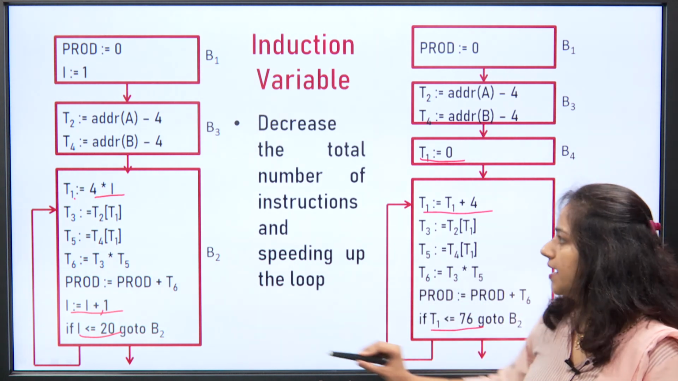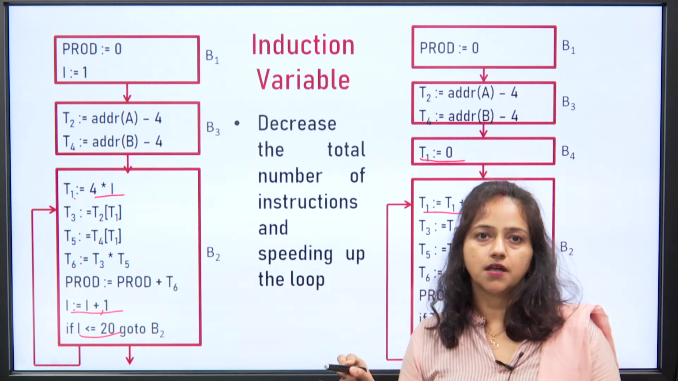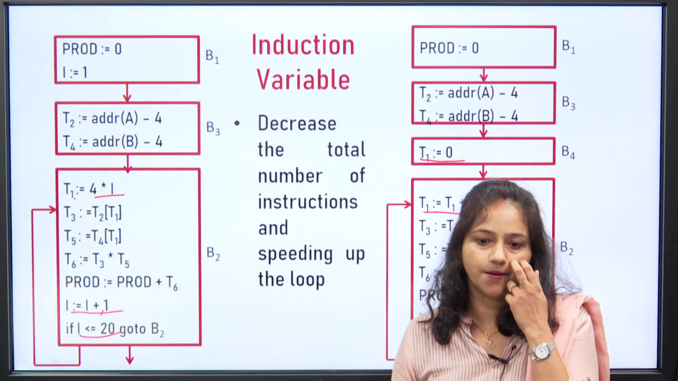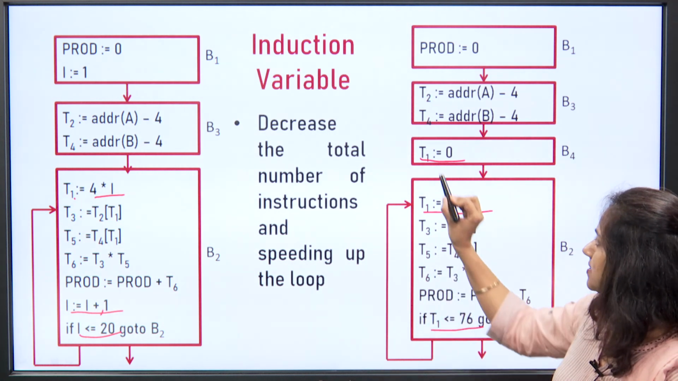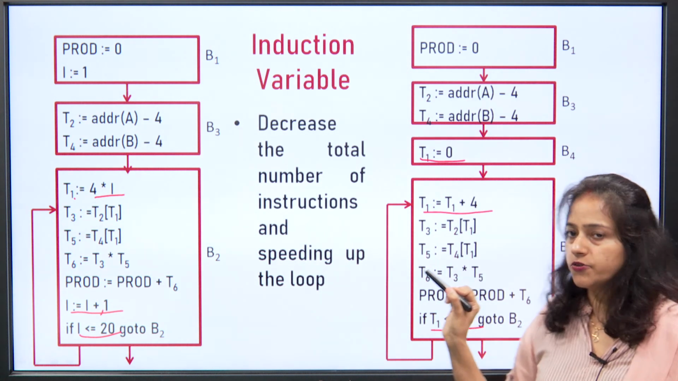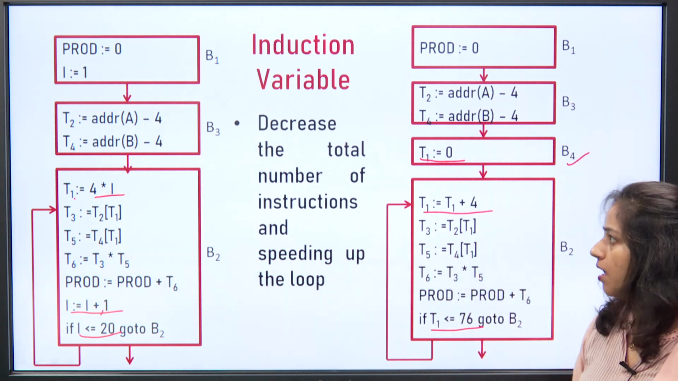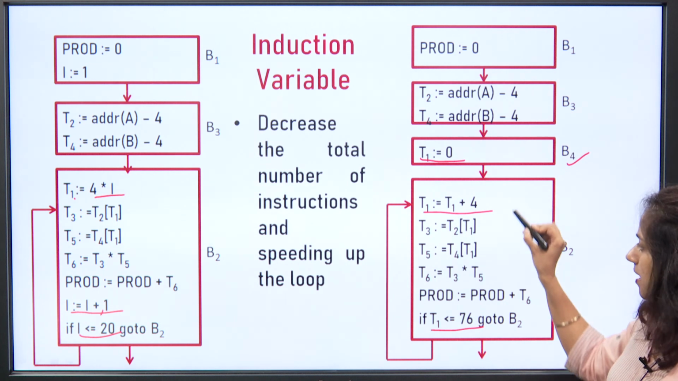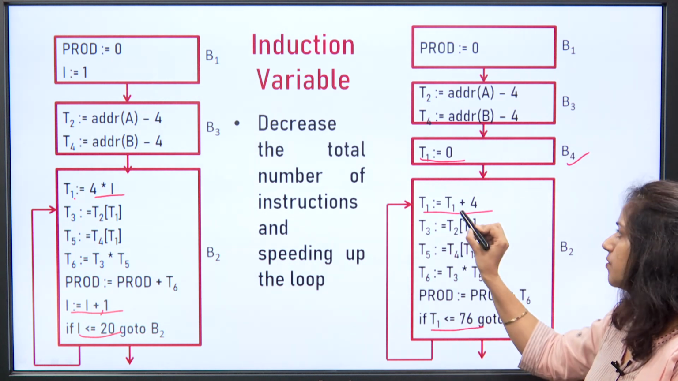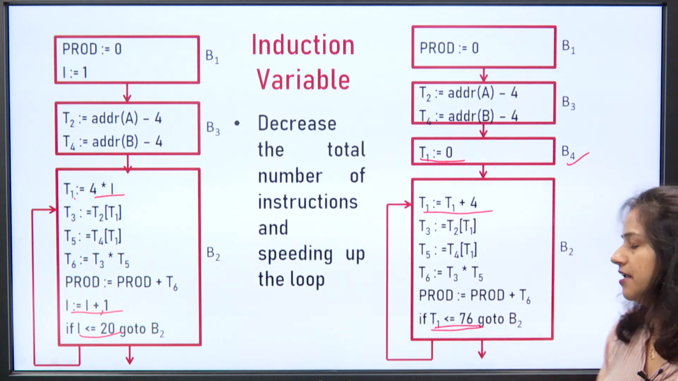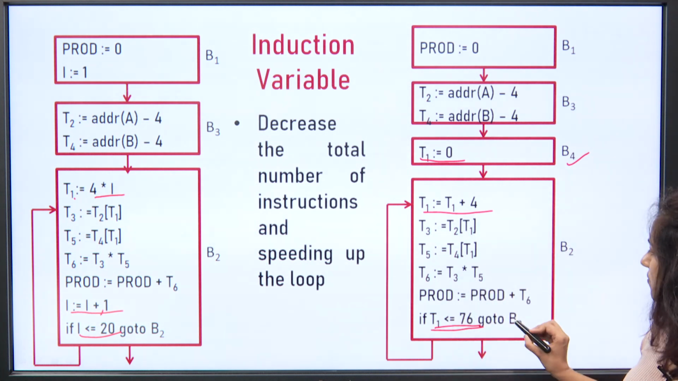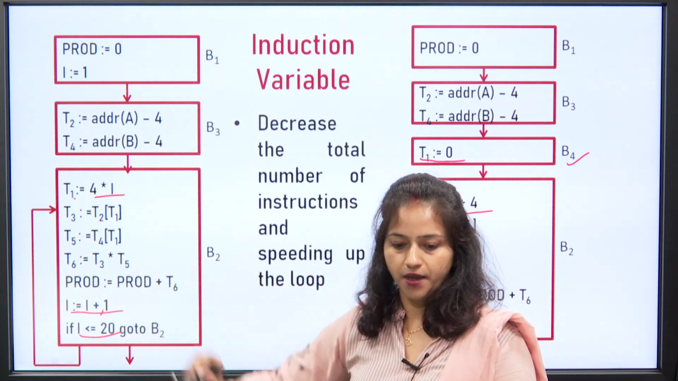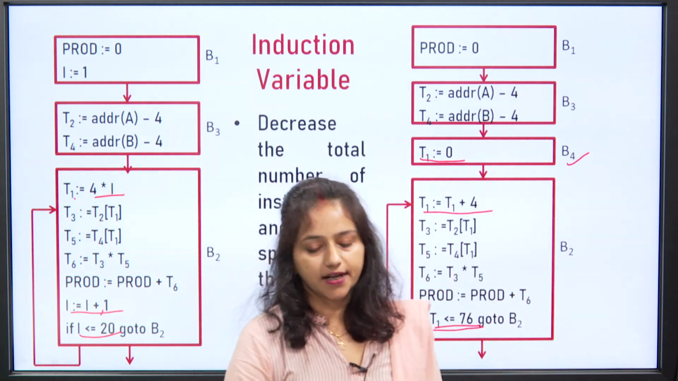So, here what we are doing is multiplying I by 4, right, and here we are adding 4 in T1. So, its meaning will be the same as this computation. So, we can initialize T1 outside the block. We can create a new block, that is B4, and in this B4 we can initialize T1 to 0, and then we will make the change T1 is equal to T1 plus 4, and here T1 is less than or equal to 76, and then we will go to block B2 again. So, in that way we can deal with the inductive variable.